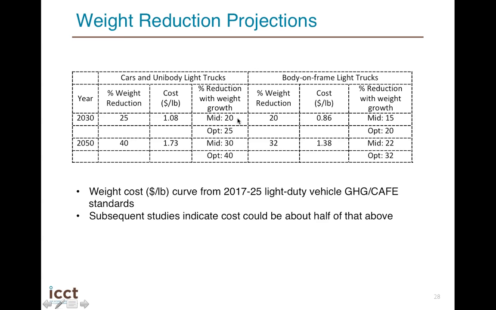We cut down the number that we actually used in our model for the mid-range case. This is an acknowledgement that vehicle weight has grown in the past due to things like features and safety and performance, and that some additional weight growth would likely occur in the future. So this 25% was cut to 20% in the mid-range case. For the optimistic case, we did not cut it down. Body and frame trucks were assumed to be able to achieve only 80% of the weight reduction that you could on cars and unibody due to the constraint of having to tow. And then the cost is simply right out of the 2017 to 25 light-duty vehicle standard rulemaking.